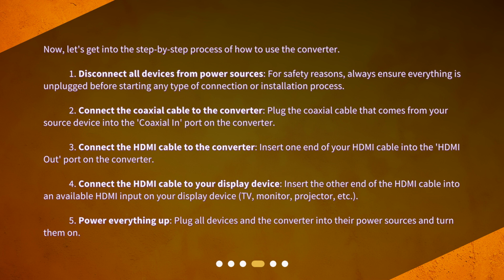3. Connect the HDMI cable to the converter. Insert one end of your HDMI cable into the HDMI out port on the converter. 4. Connect the HDMI cable to your display device. Insert the other end of the HDMI cable into an available HDMI input on your display device, TV, monitor, projector, etc. 5. Power everything up. Plug all devices and the converter into their power sources and turn them on.